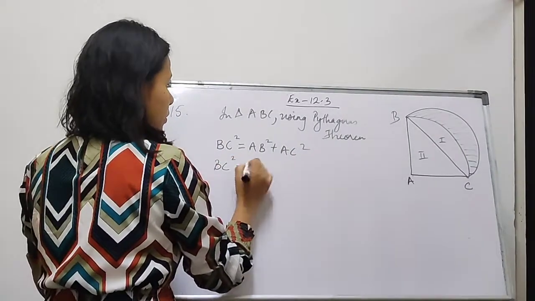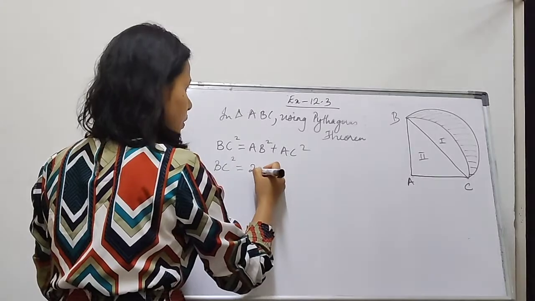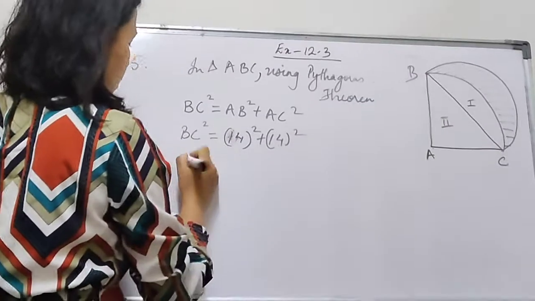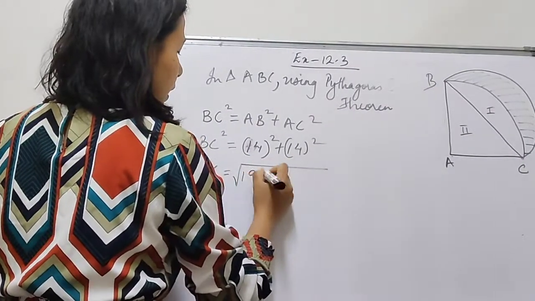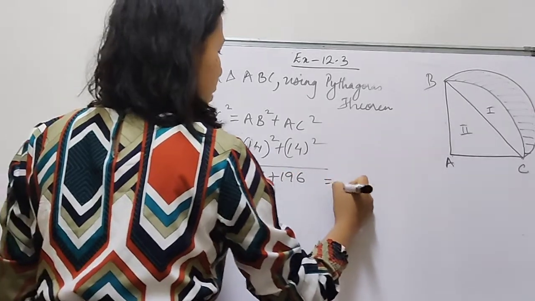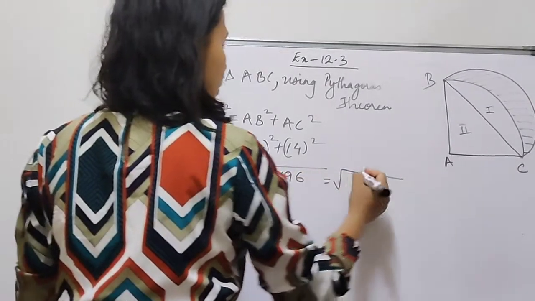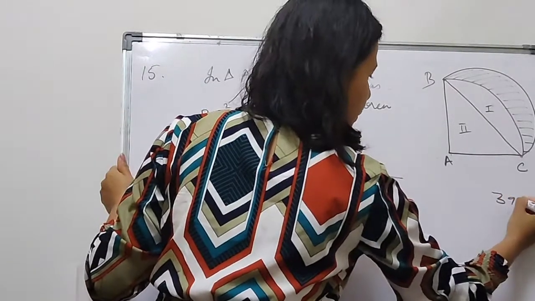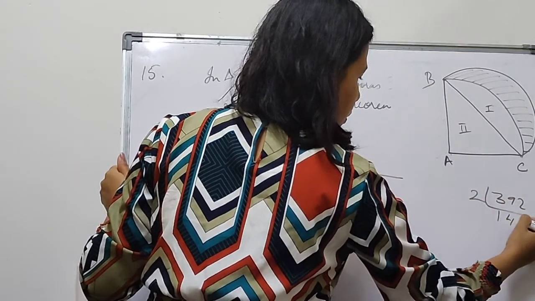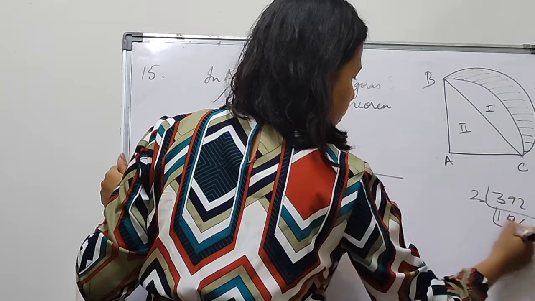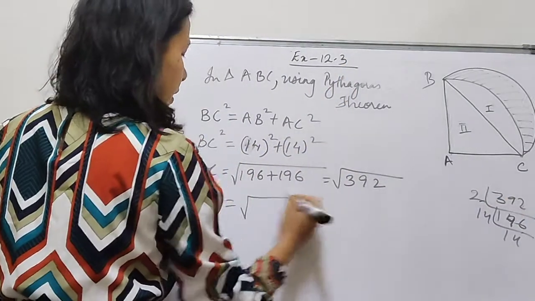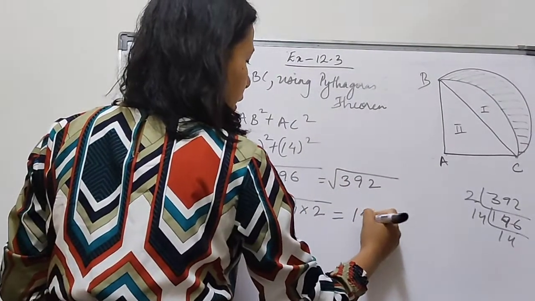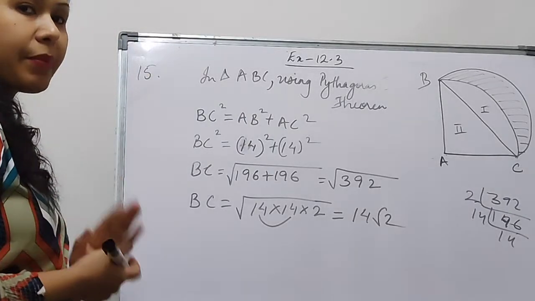So BC square is equal to AB and AC are 20. So 20, right? No, sorry, 14. So 14 square plus 14 square. So BC will be equal to square root of 196 plus 196. That is how much? 392. Okay. So BC is equal to, now 392 if we factorize, 2 times 196, and 196 is, we know, 14 square. So what we can write here is 14 into 14 into 2, right? So what we can take out? 14 root 2. Am I right? That is, the diameter is 14 root 2.